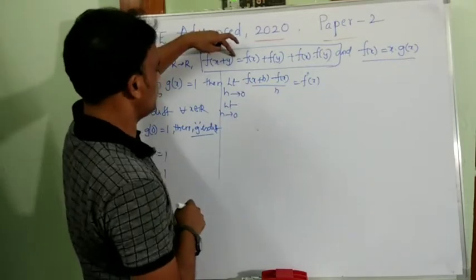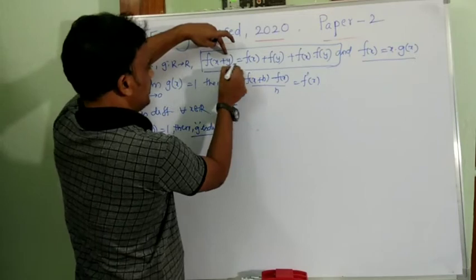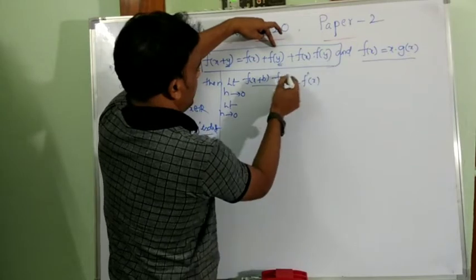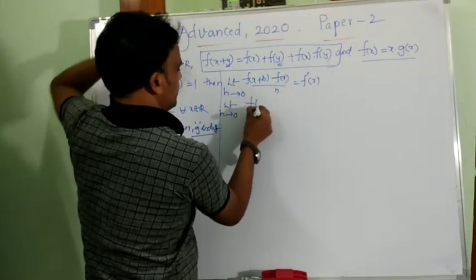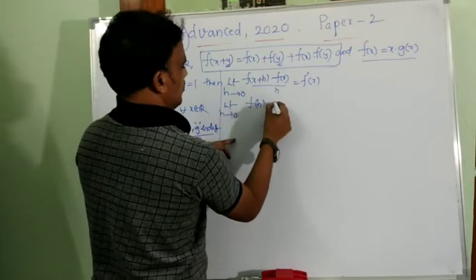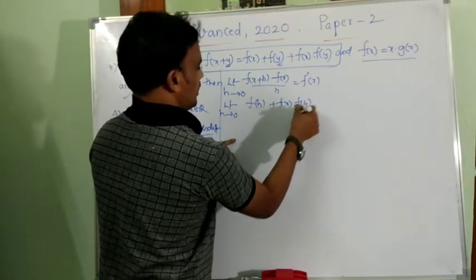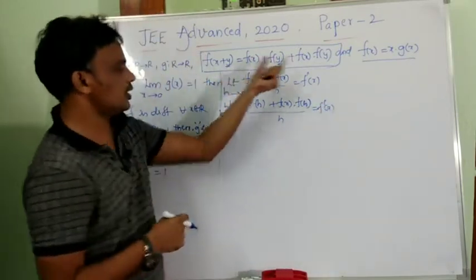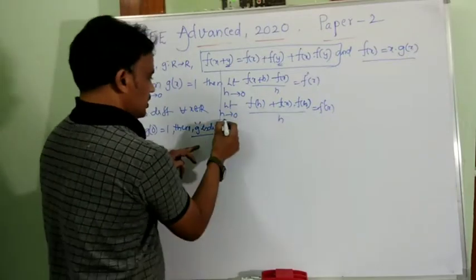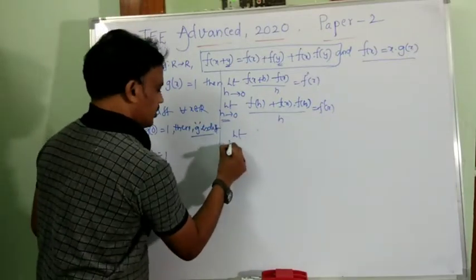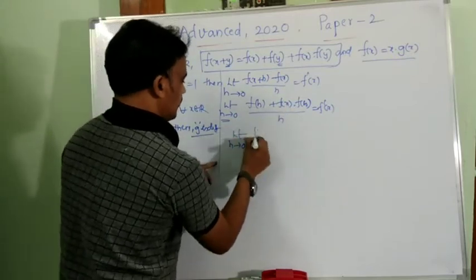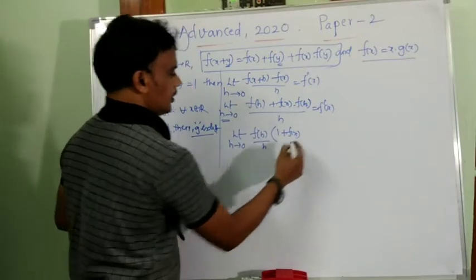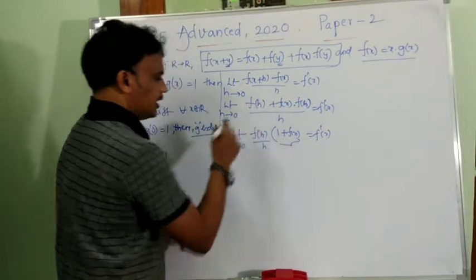So limit h tends to 0, f of x plus h, what can you write? In place of y, place h, so f of x plus f of h plus f of x into f of h minus f of x. These two get cancelled, so I can get f of h plus f of x into f of h, by h, it is f dash of x, am I right? So this is a limit with respect to h, so I can write limit h tends to 0, f of h into 1 plus f of x by h is equal to f dash of x.